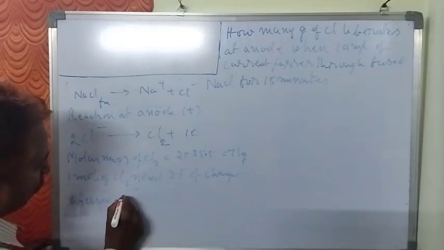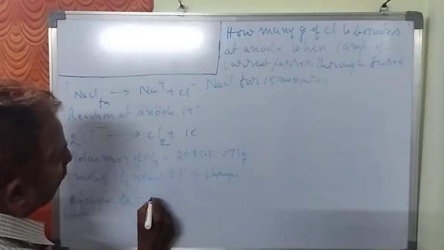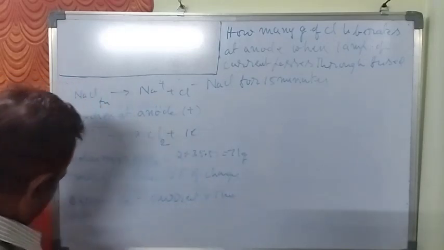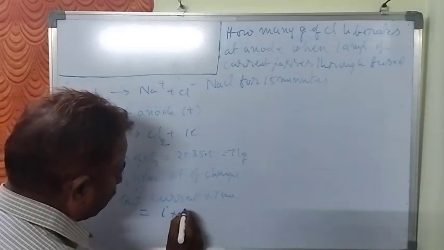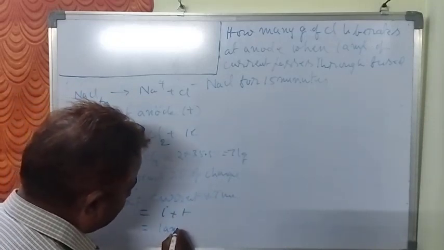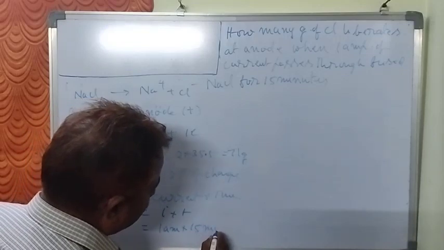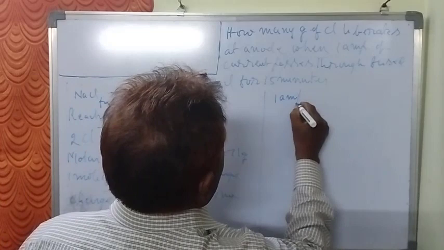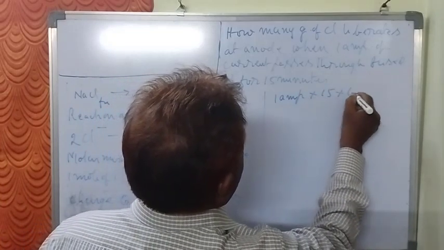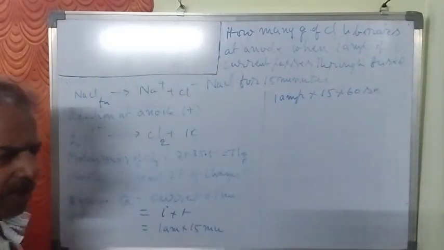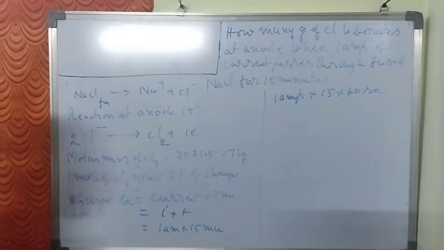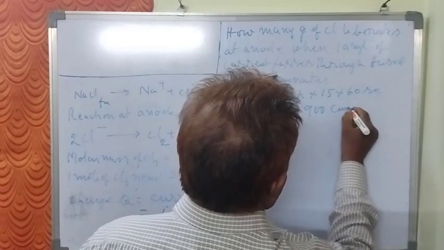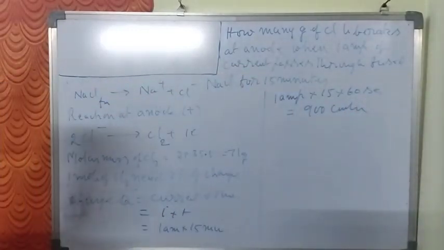Charge Q equal to current into time. What is current here? I into T. What is I? 1 ampere into 15 minutes. So this is 1 ampere into 15 into 60 seconds. So if time is given in hours or minutes, we have to convert into seconds. So this is nothing but 900 coulombs. Now come here once again.